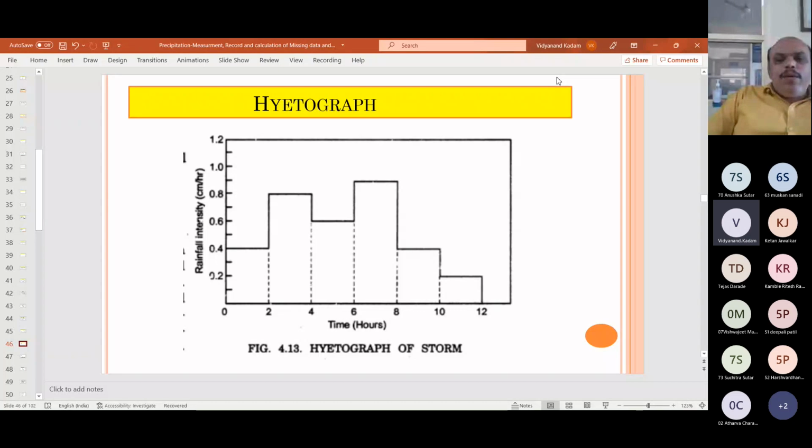Yes, answer this question. What is my question? If the rainfall intensity for the first 2 hours is 0.4 centimeter per hour, then what is the total rainfall for 2 hours?